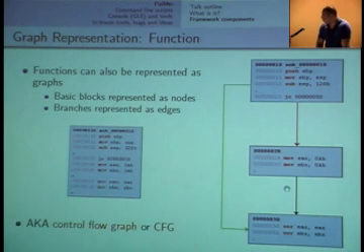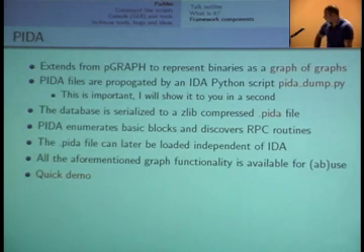So this is also known as a control flow graph or a CFG. Are there any questions at all about how a binary can be represented as a graph? No? Great. So PaiMei extends from pgraph to represent a binary as a graph of graphs. What that means is that the module is a graph of functions, and each function is a graph of the basic blocks. So overall, we have this graph of graphs.